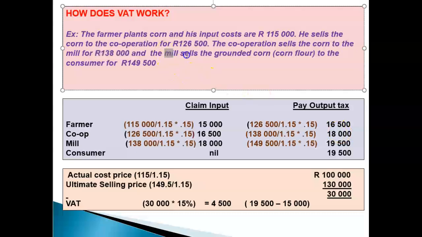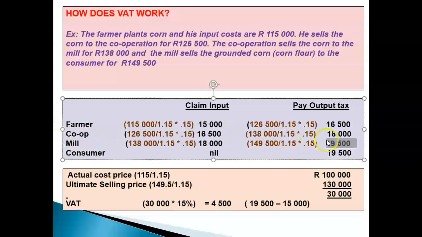1,500. Let's look at the mill. The mill bought that corn for 138,000 Rand. So what was the VAT included in the 138,000? 18,000 Rand. He sells the corn flour to the consumer for 149,500 Rand. So how much VAT is he going to levy on the consumer? It's his selling price divided by 1.15 times 15%. So the VAT that he has to pay over, which he's going to claim from the consumer, equals 19,500 Rand.